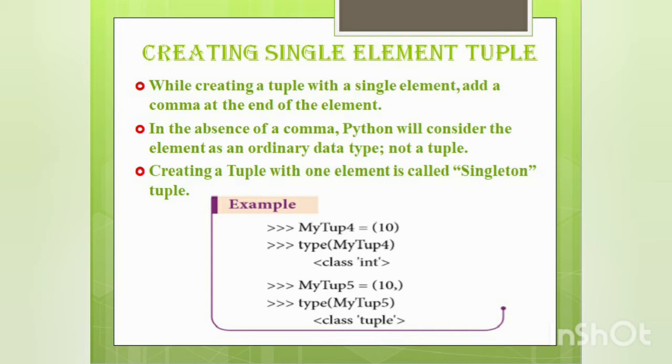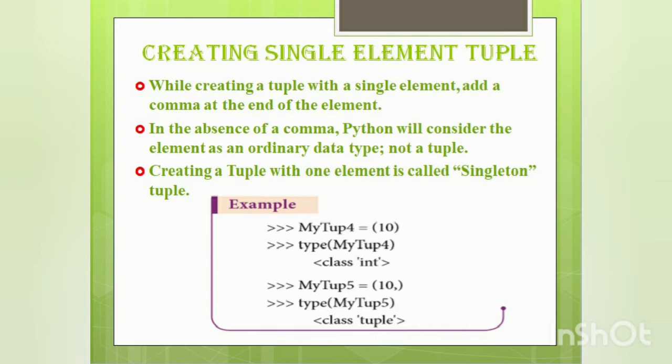Your next topic is creating a single element tuple. While creating a tuple with a single element, add a comma at the end of the element. Okay, suppose you are going to create a tuple with a single element, using only one element in the tuple, then at the end you have to use a comma. In the absence of the comma, Python will consider the element as an ordinary data type, not a tuple.